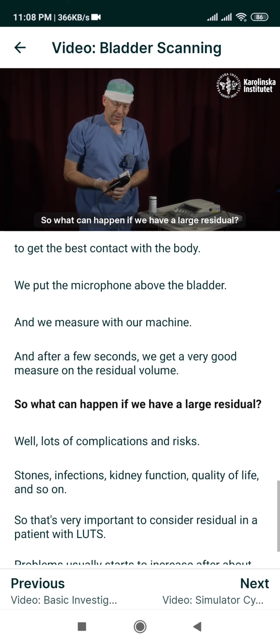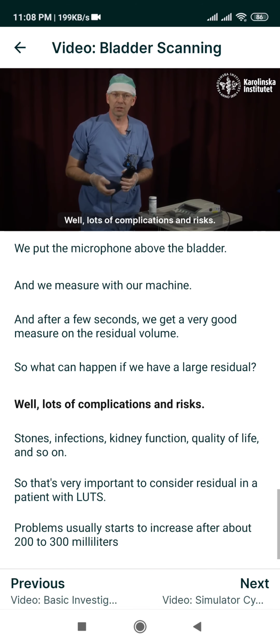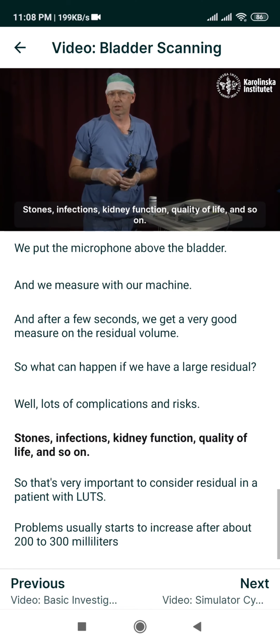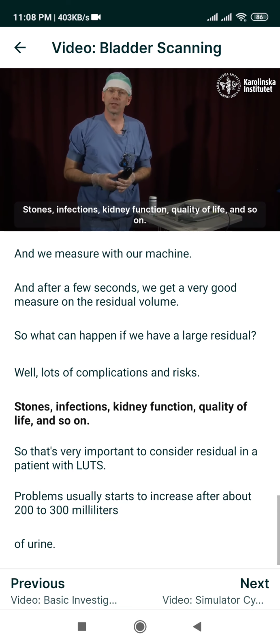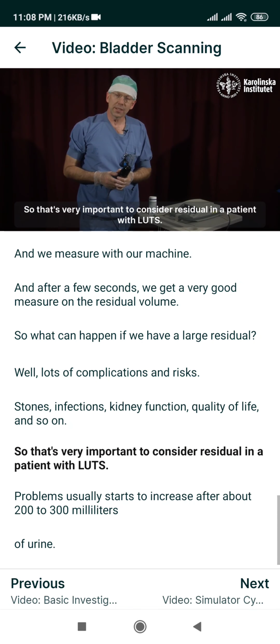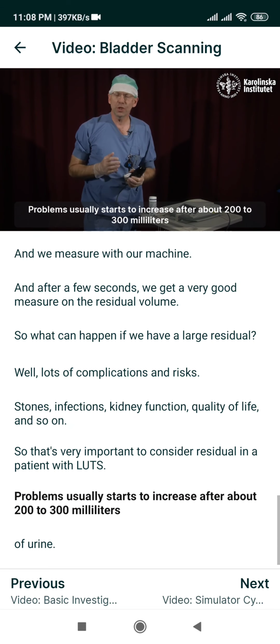So what can happen if we have a large residual? Well, lots of complications and risks: stones, infections, kidney function, quality of life, and so on. So it's very important to consider residual in a patient with LUTS. Problems usually start to increase after about 200 to 300 milliliters of urine.